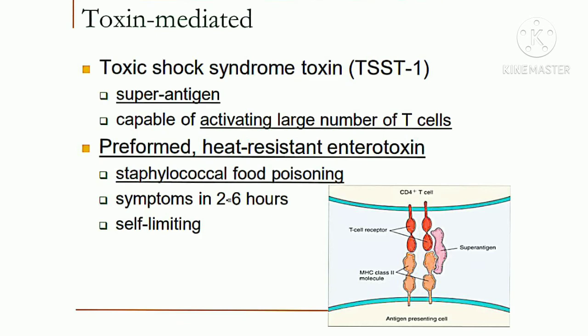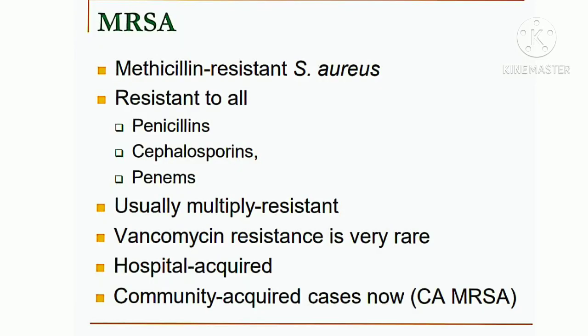There are some toxin-mediated diseases like toxic shock syndrome, where the toxin is TSST-1. These include superantigens capable of activating a large number of T cells, and heat-resistant enterotoxins cause staphylococcal food poisoning, and these symptoms occur in 2 to 6 hours and are self-limiting, depending on the person. And the next one is MRSA, methicillin-resistant Staphylococcus aureus.